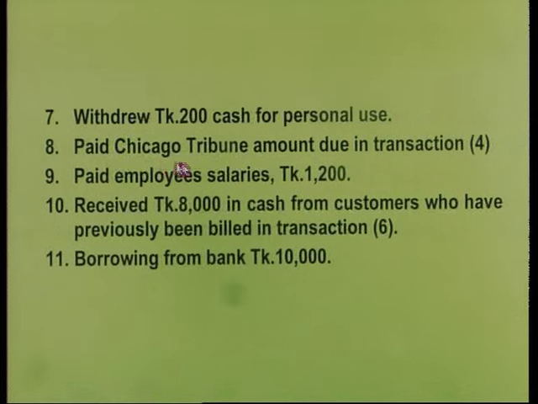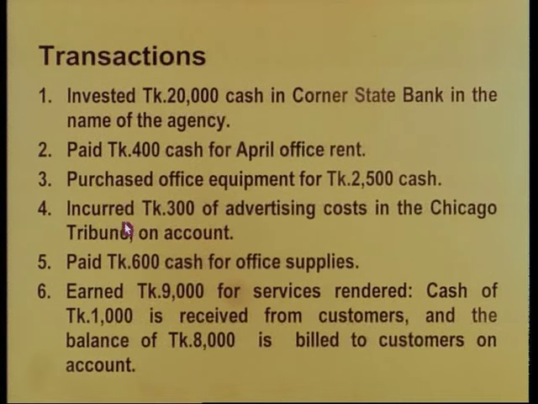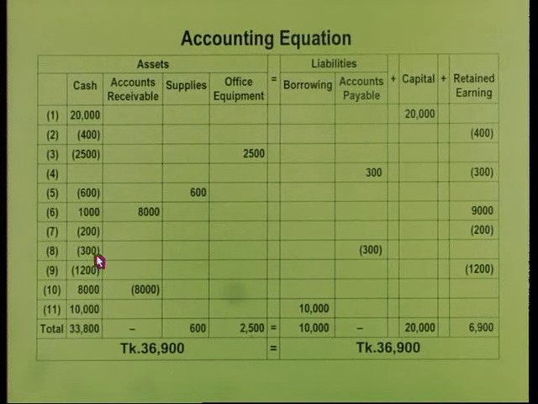Let us consider transaction number 8. Paid Chicago Tribune amount due in transaction 4. You can recall transaction 4, there was an accounts payable of 300 taka. Now we are making the payment for this 300 taka. So obviously cash will decrease by 300 taka, and you can see in the cash column that 300 taka is within parentheses. The same way there was an accounts payable which will decrease now. So for 300 taka, accounts payable has been decreased.